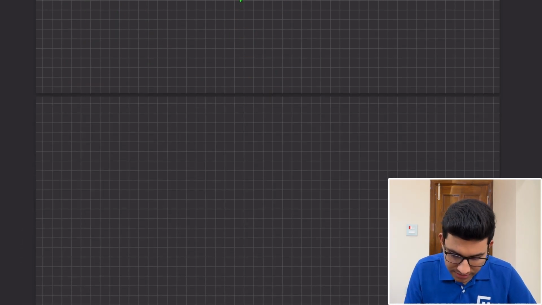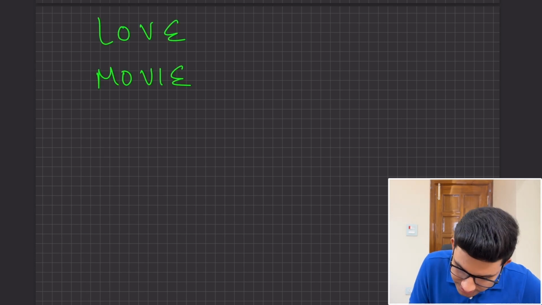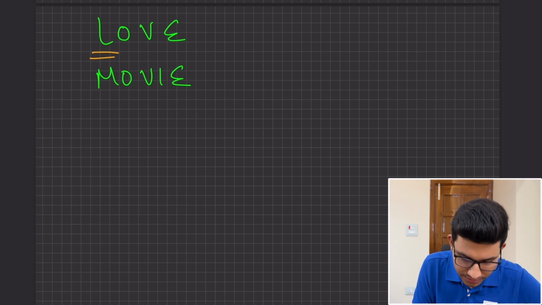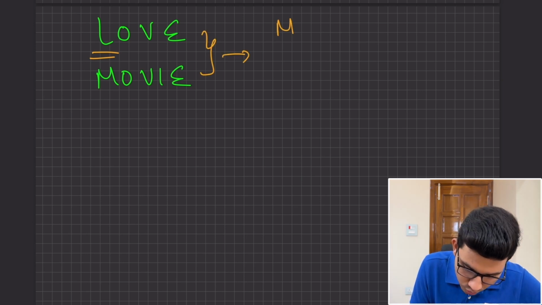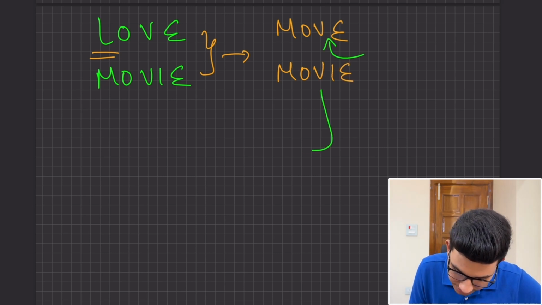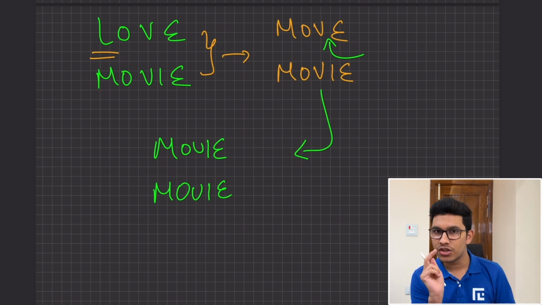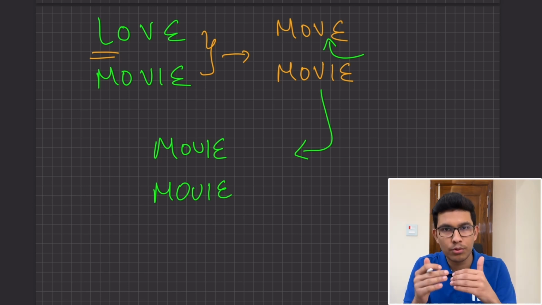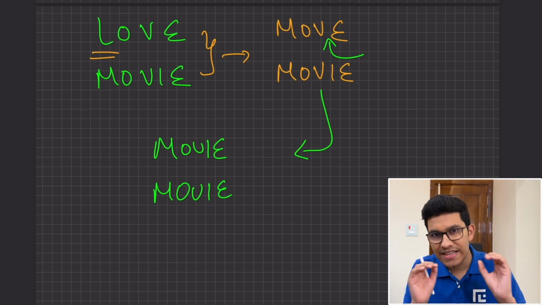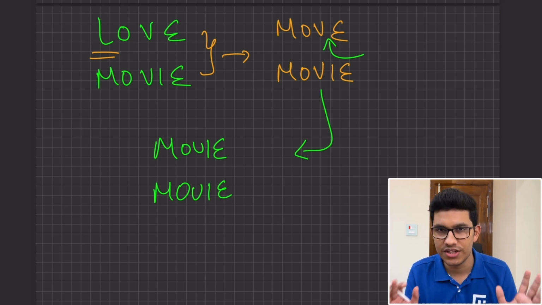As it was written in the example itself, you could change this L to an M, so this would get transformed to MOVE and you have MOVIE. And then you could add an I here, so this would get transformed to MOVIE and MOVIE. Now, in this case, we've made just 2 changes and we've been able to make both the strings equal. So that is exactly what we want to do. We want to make both the strings equal by making the minimum number of changes.